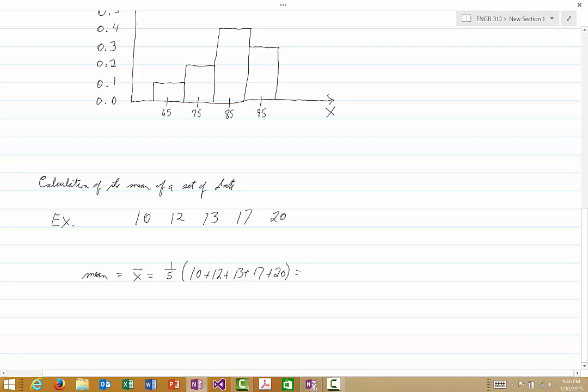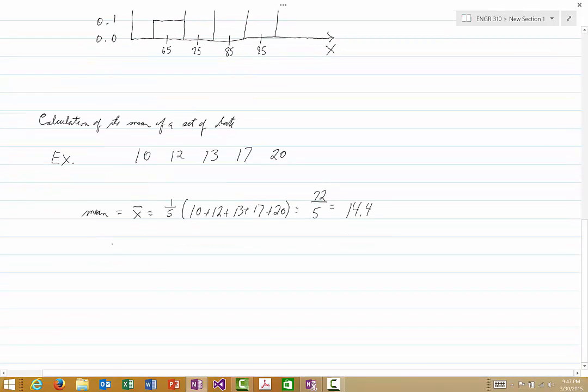And so I guess this will be 12 and 13 is 25, 35, and 37. So I guess that's 72 divided by 5. And so we have 14.4 is the mean of this set of data.